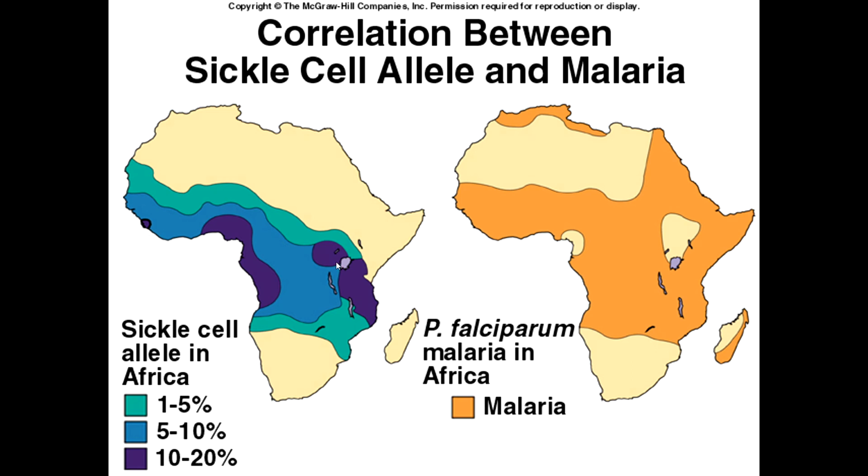And so as far as the theory of natural selection, those that have the best genes survive and pass them on. And so that is what is thought to be the reason that in these particular areas you see a much higher incidence of sickle cell trait in people of African descent.